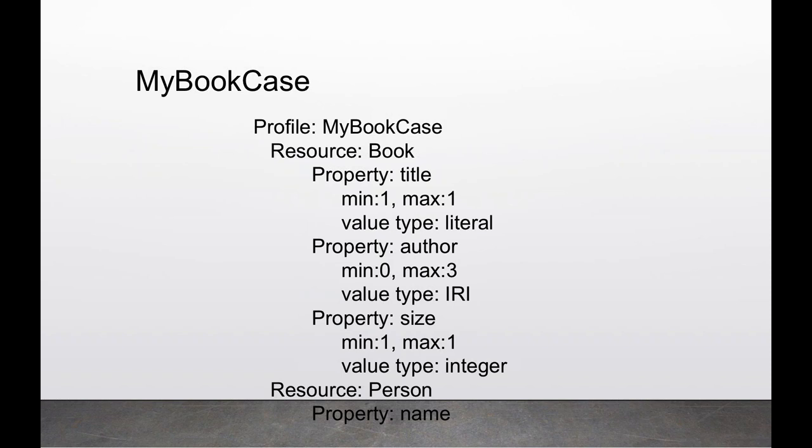And when you start adding in what the rules are for the values, the title is going to be a literal. The author, let's say that we want the author to be a link, so it's an IRI. The size, let's say we're going to have it be an integer. And when you get to this point, you realize that you're essentially creating an entity relation diagram. But what you don't have here is the information that you would want to have for humans.